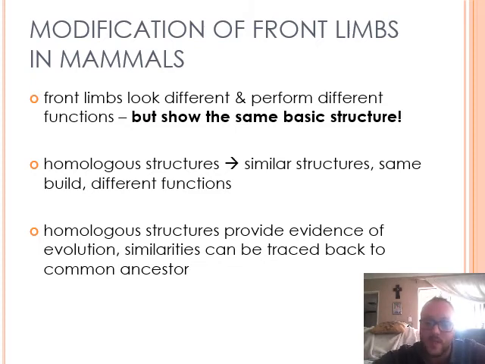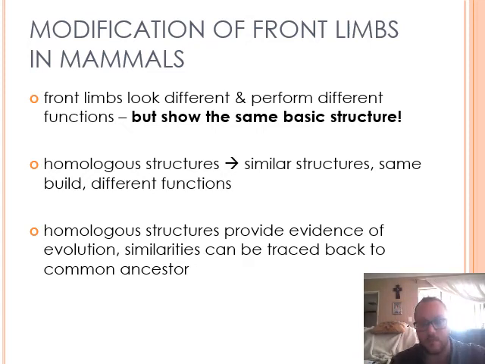So this is a word you really need to know, and you need to know this definition. A homologous structure, or homologous, depending on how you feel like pronouncing it for the day. So homologous structures are similar structures, same build, but different functions. So what we're going to look at is how these bones that I mentioned earlier in the front limb have modified themselves to be able to produce different functions.